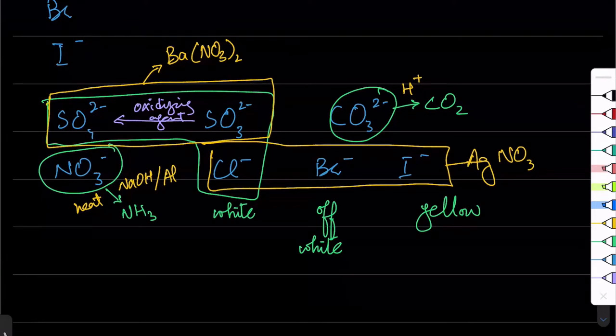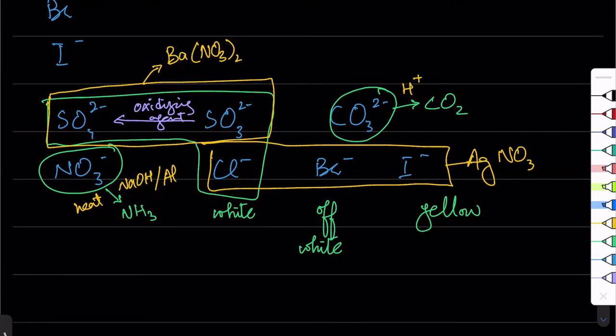Theek hai. Ab unme hum trends dekhte hain. Halogen is white, off-white, yellow down the group. Test same hai. Test bahut simple sa hai. You give them silver nitrate, they give you the precipitate, aur uske colors aapke samne. Theek hai? Does everybody understand? Any questions?